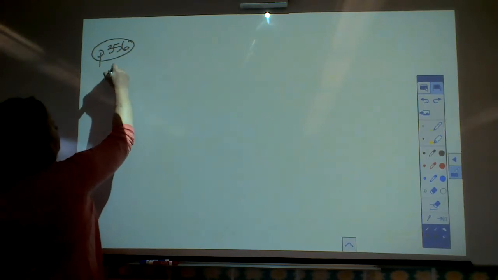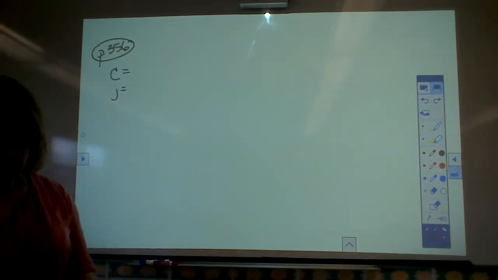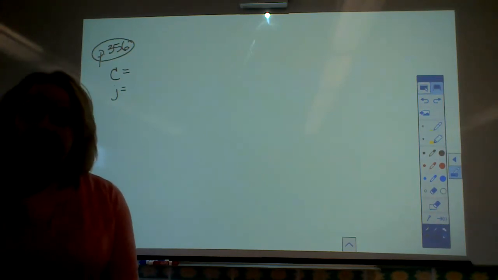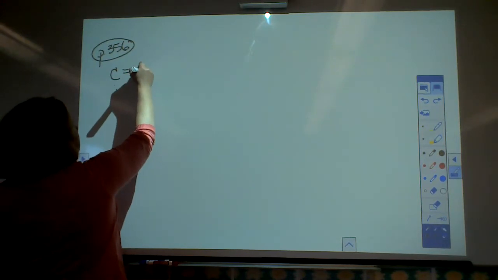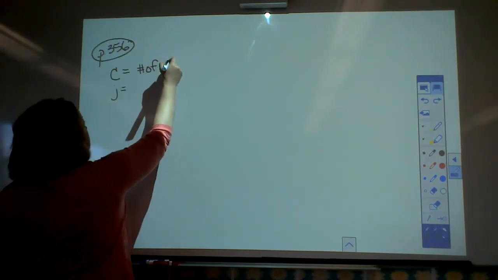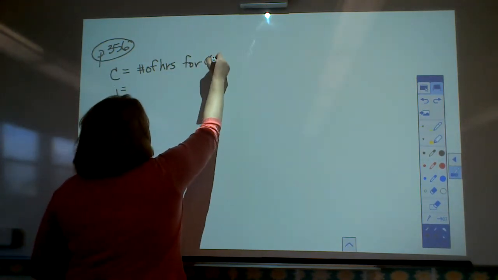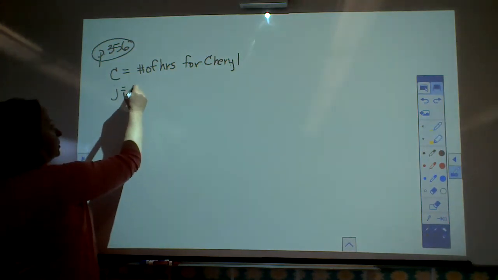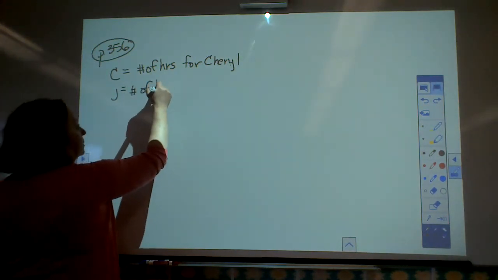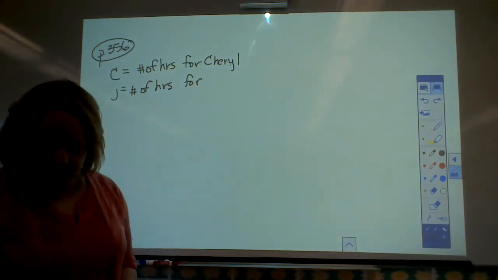Okay, so we got 2 people here, so we're going to have C and J. Let's see what we need them to be equal to: the hours that they work during a week. So C equals the number of hours for Cheryl, and J is going to equal the number of hours for Jackie.